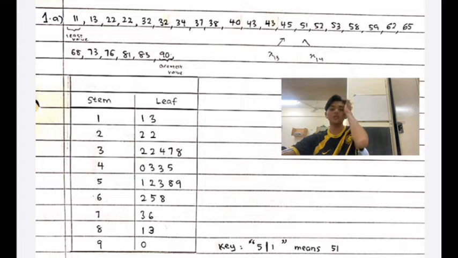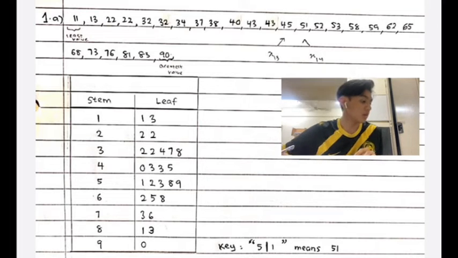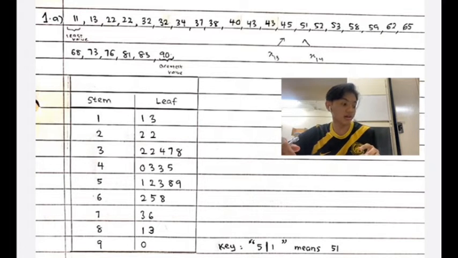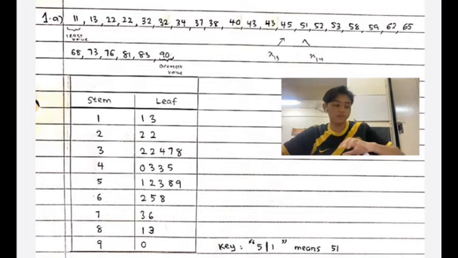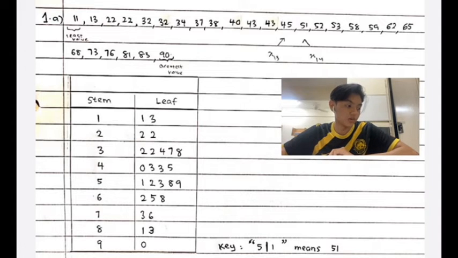The first step is that we write the data in order from least to greatest. We write the data from the least, which is 11, until the greatest, which is 90, and it will be formed in ascending order. The next step is that we find the greatest and the least values. For this data, the least value is 11 and the greatest value is 90.